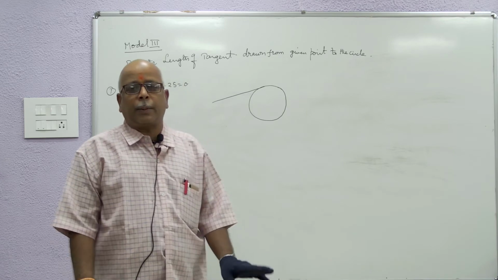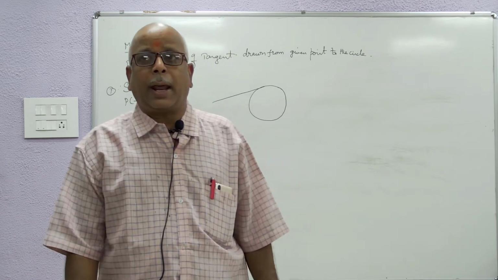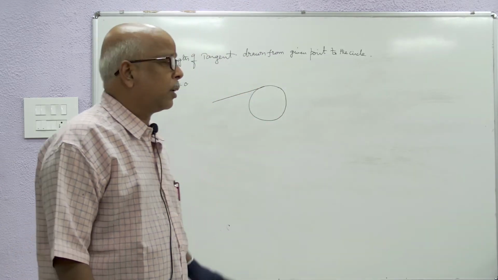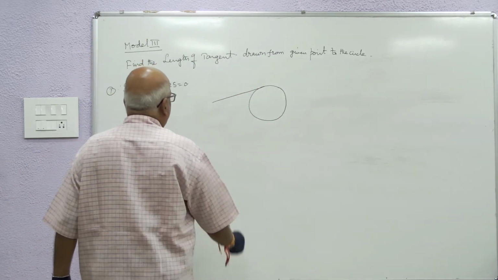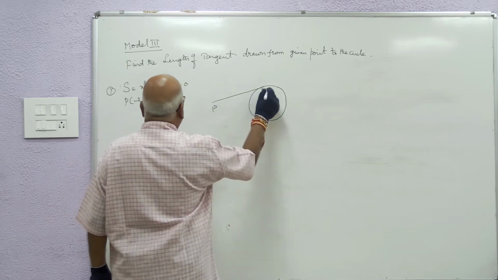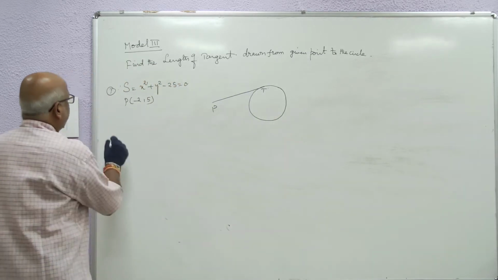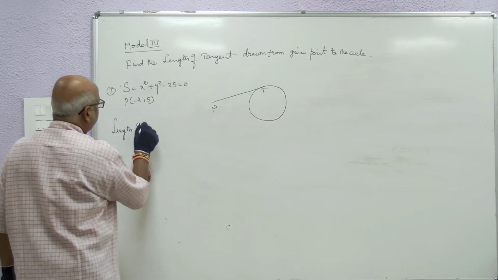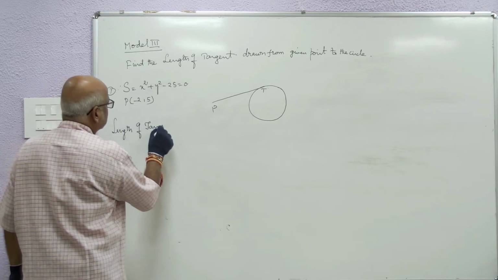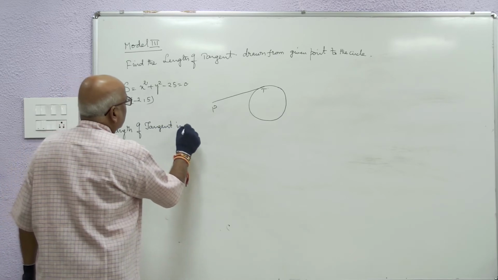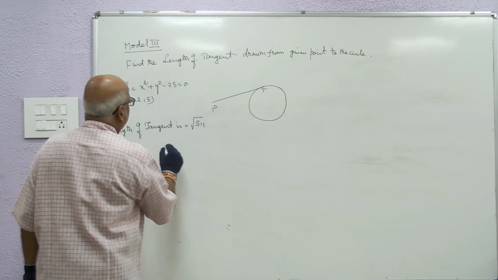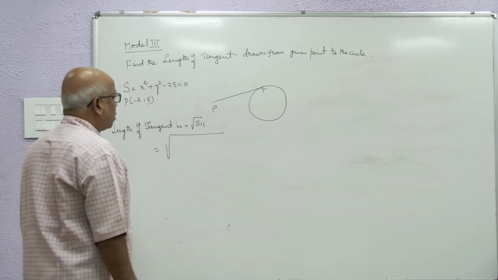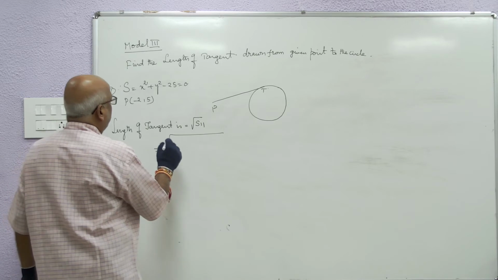The prepositional importance is very much there. At means point will definitely lie on the circle. From means point will lie outside the circle. So this PT length you have to find out. For that, the supporting formula is length of tangent is root S11. How to find out root S11 value? Directly you substitute and obtain square root of that one.